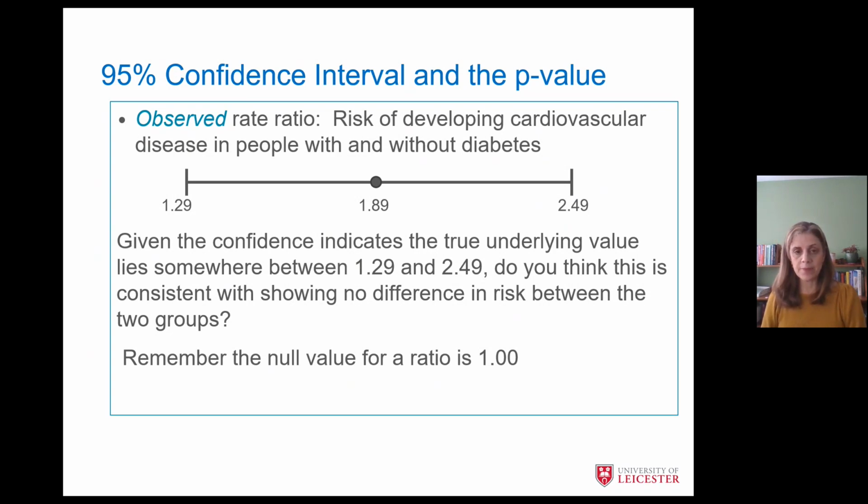So if we're 95% certain that the true underlying population value is somewhere between 1.29 and 2.49, this means we don't think that the true value can be 1. So we don't think that the true value could show no difference between the two groups. And therefore, our confidence interval is telling us that we think there is a statistically significant difference, because we think that the null value isn't a possible plausible value for the risk ratio.